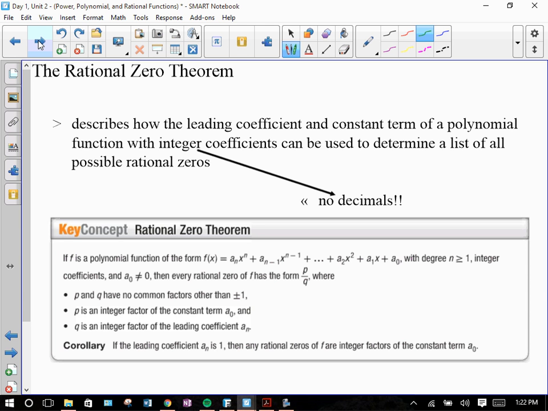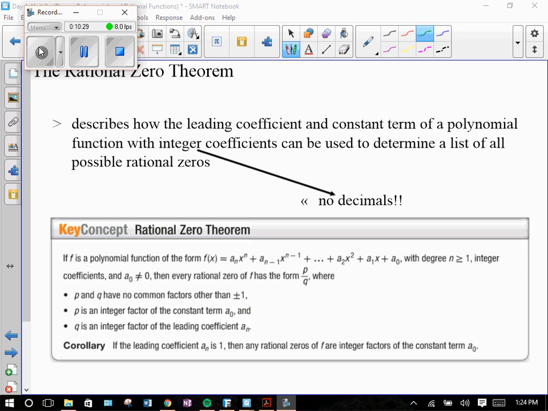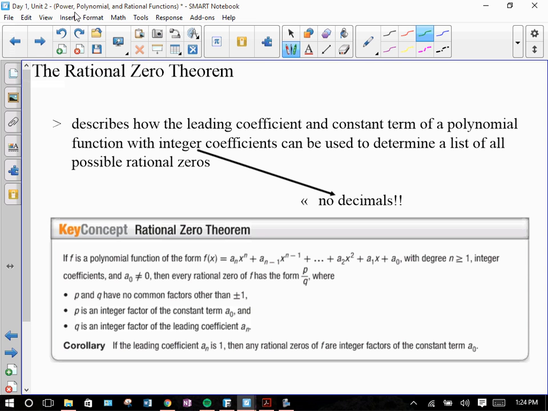Sounds probably confusing and slightly weird, and I will explain it using it. So there's some important things to remember here. Okay, number one, the rational zero theorem can only be used as long as the coefficients are integers. So the numbers in front of x can't be decimals. They can't be fractions. They have to be integers. Alright?